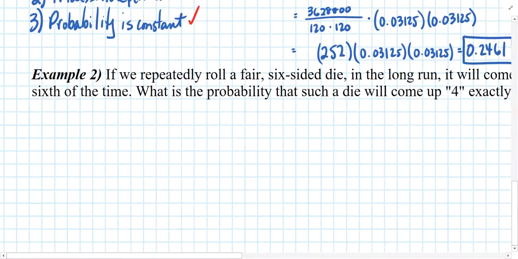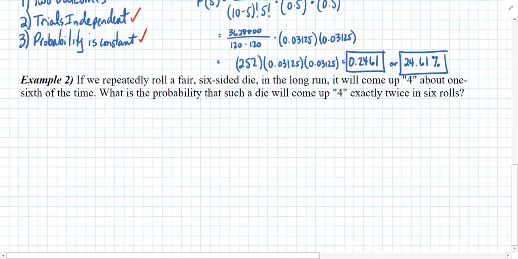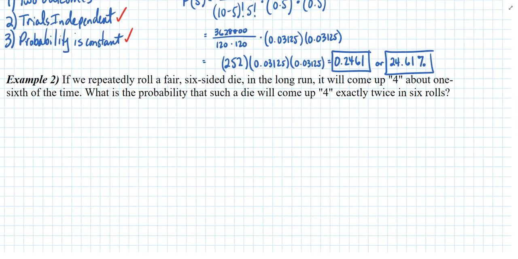Example 2. If we repeatedly roll a fair 6-sided die, in the long run it will come up 4 about 1/6 of the time. What is the probability that such a die will come up 4 exactly twice in 6 rolls? This experiment again describes a series of Bernoulli trials. Each trial has only 2 outcomes, 4 or not 4. The trials are independent. Each roll will not affect any other. The probability for success will remain constant throughout the experiment, 1/6.